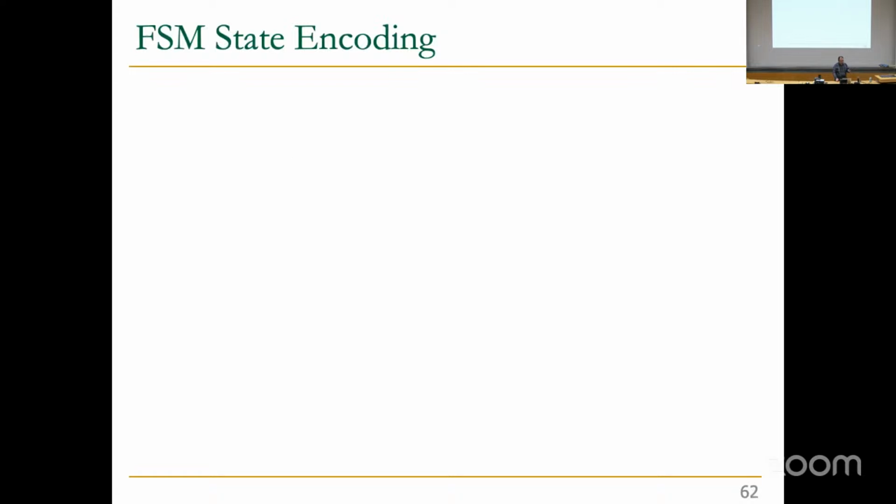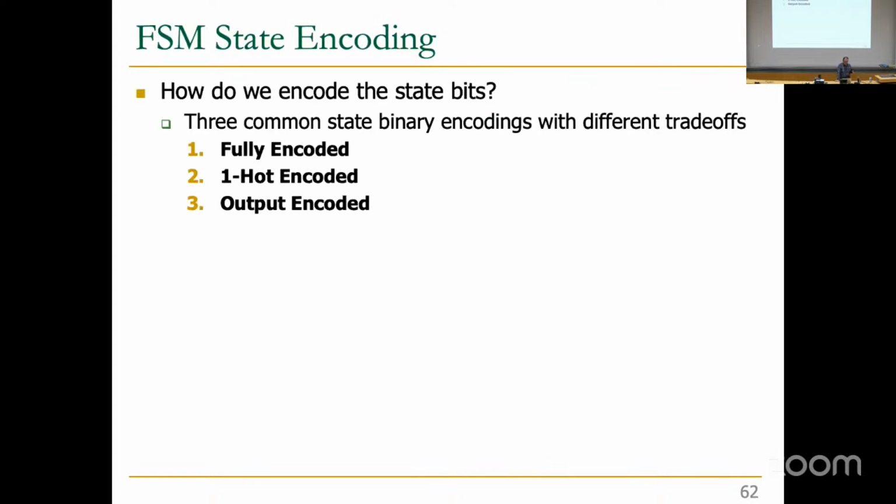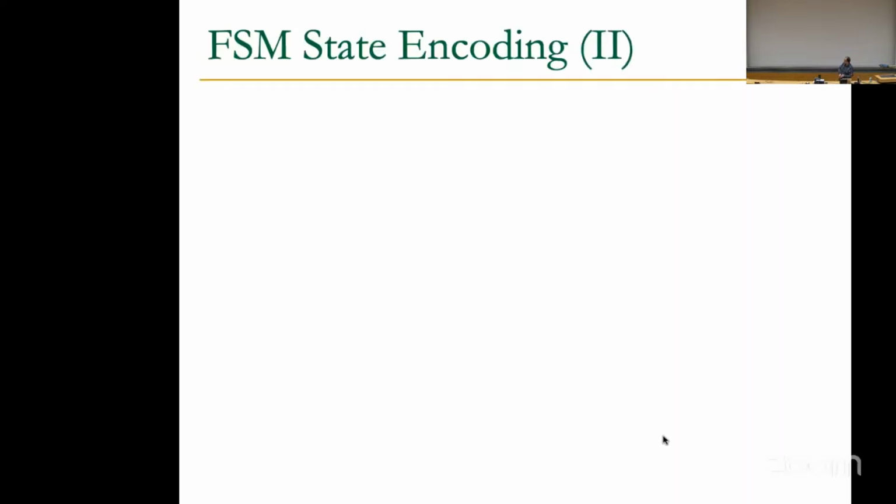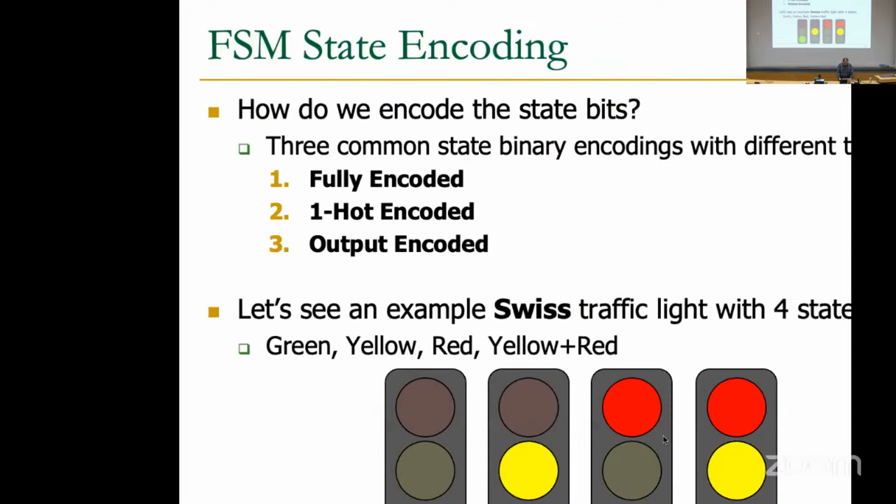So let's get to the encoding that one of your colleagues also asked about. How do we encode the state bits? There are 3 common state binary encodings with different trade-offs. One is fully encoded, and the others are one-hot encoded and output encoded. So let's see an example: a Swiss traffic light with 4 states: green, yellow, red, and also yellow plus red. Yeah, so this is our Swiss traffic light.